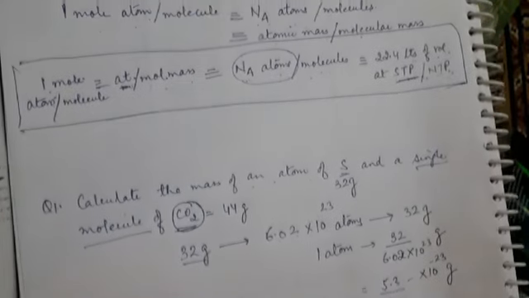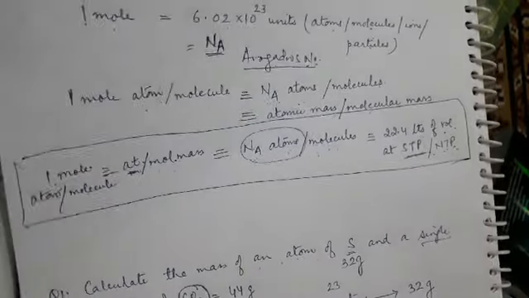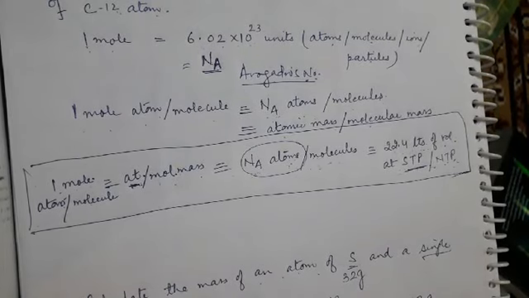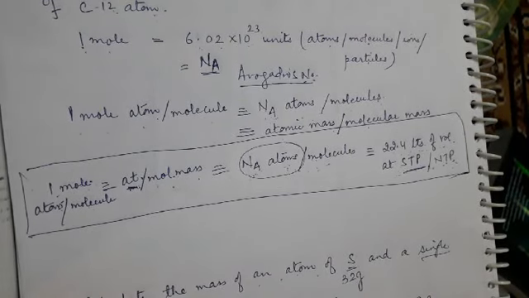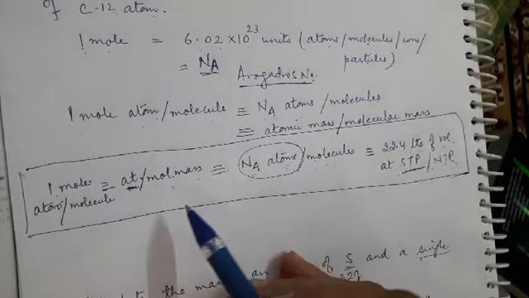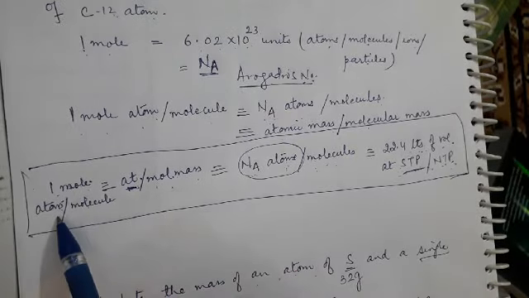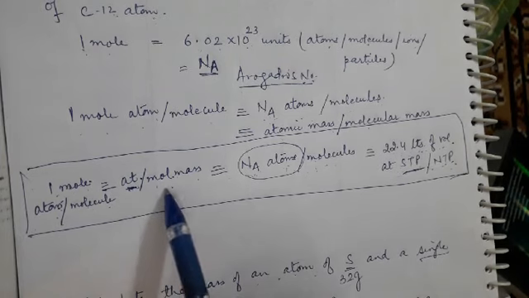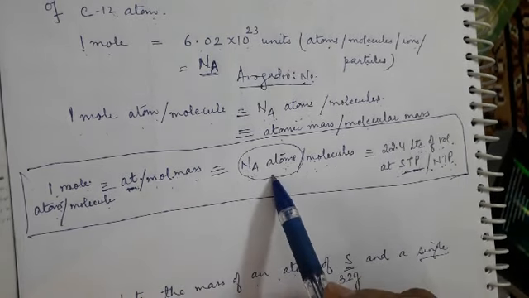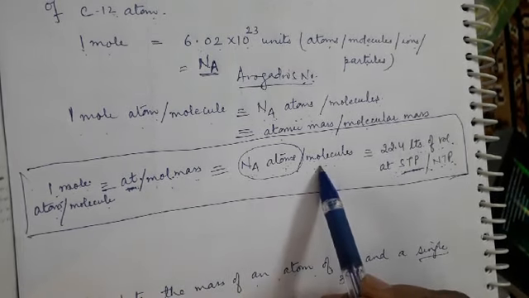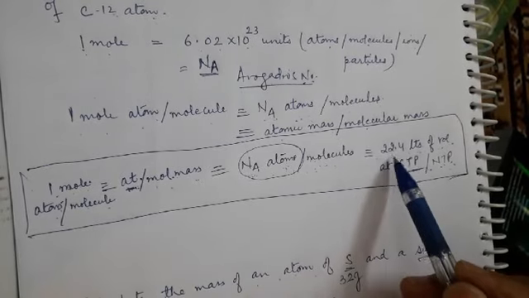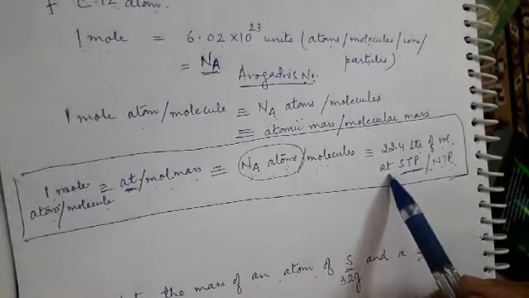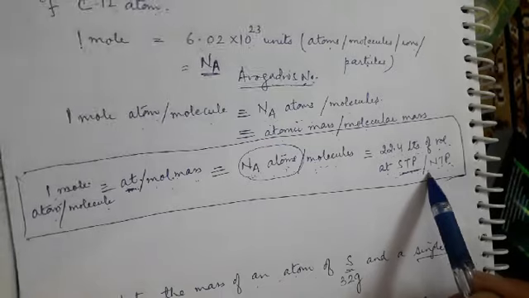Now I am sending you one worksheet. Try all these questions given in the worksheet on your own, and if you have any query you can ask. Remember, 1 mole atom or molecule contains atomic mass or molecular mass, and has NA atoms or molecules, and they occupy 22.4 liters of volume at STP or NTP.